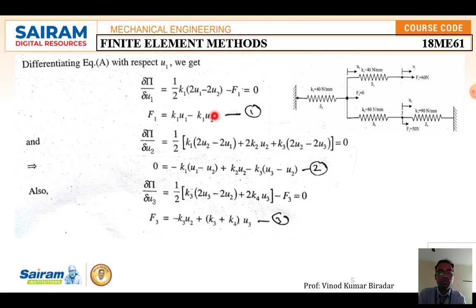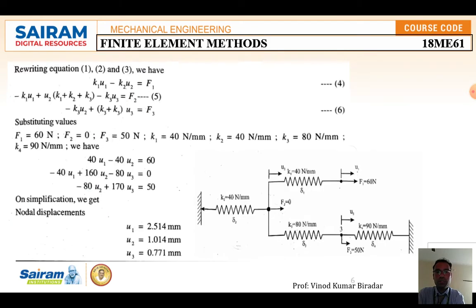So these equations we got in terms of f1, f2, f3. Solve these equations 1, 2, 3. Rewrite the equations: k1 u1 minus k2 u2 is equal to f1, minus k1 u1, and again the second equation. This is the third equation, 1 2 3.